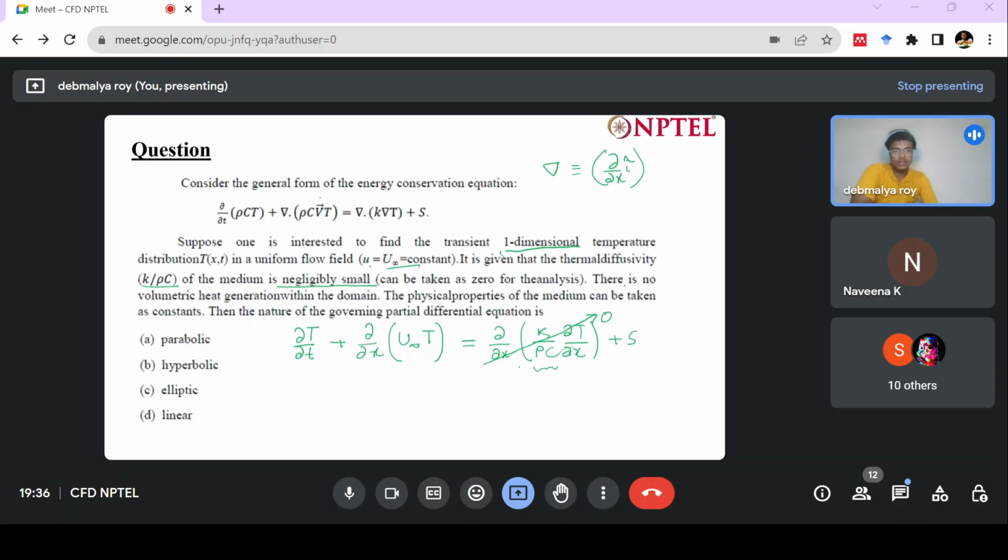What else is given? There is no volumetric heat generation. So if there is no volumetric heat generation, which term can I remove? Yes. So this is our heat generation term. This term we can remove. Physical properties of the medium can be taken constant. Actually, there is no physical property left as well. We have already assumed rho c to be constant to move it out of the derivative. So that is done. What we are left with is this equation.